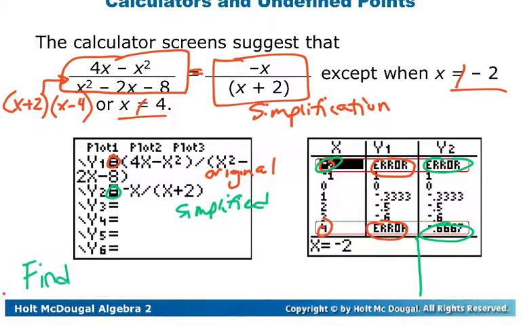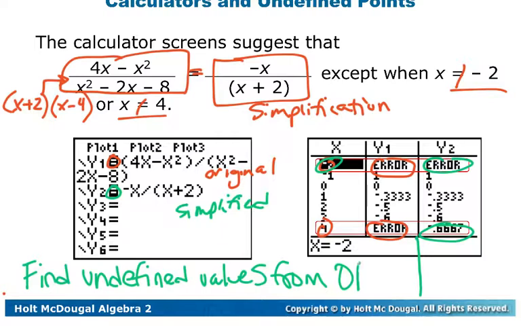Find undefined terms or values from the original function. Otherwise, you're going to probably miss one.